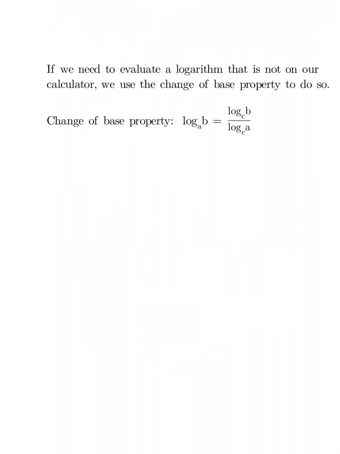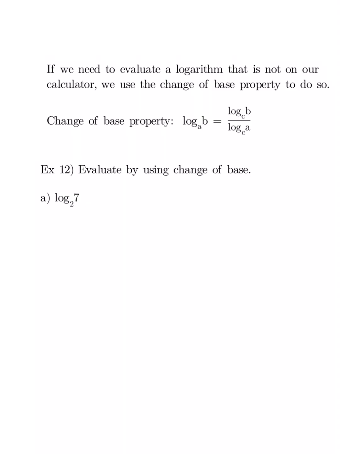We need to have a way of evaluating logarithms that are not on our calculator. So to do this, we use what's called the change of base property. The change of base property says if you have log base a of the argument b, that is equal to the log base c, changed to a new base, of the old argument over log base c, the new base, of the old base.